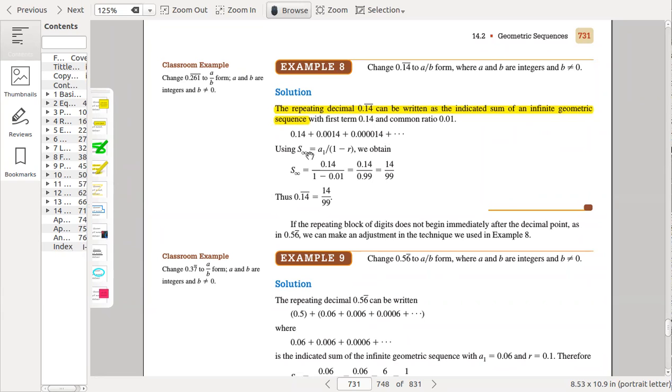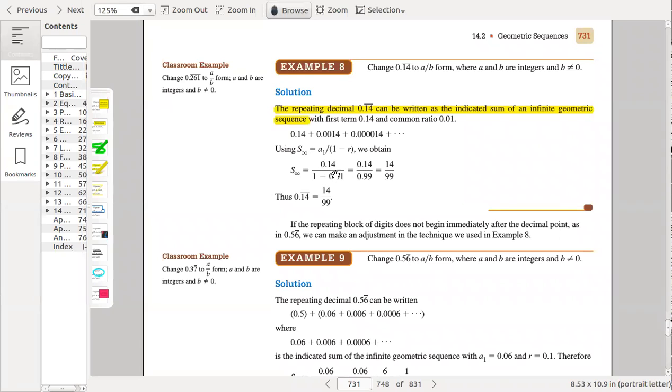So we can write 0.14 plus 0.0014, plus 0.000014. Just observe that here we have put two zeros, in the next term we will put four zeros, in the next term six zeros, then eight zeros. In this way we can write all the terms.